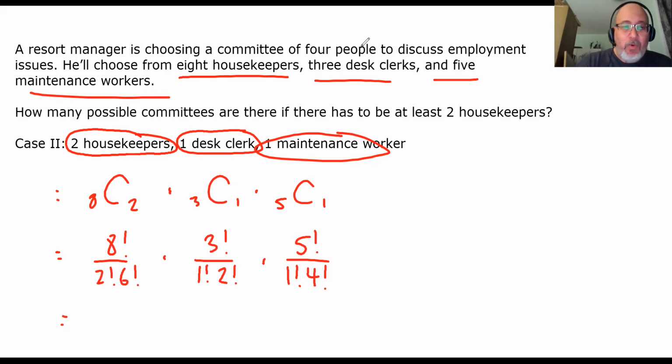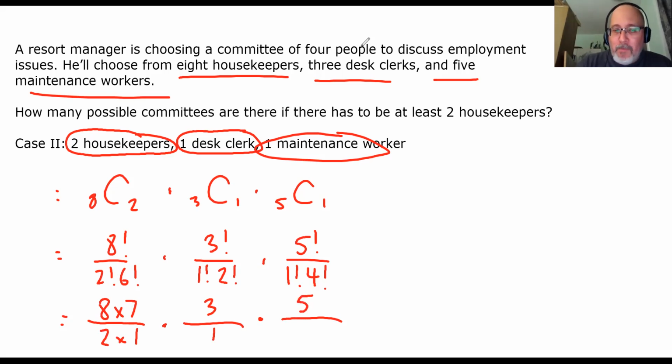The setup and cancellation will work exactly the same way for this one. 8 factorial, we can stop writing at 7 because everything from 6 down to 1 will cancel with the 6 factorial. The 2 factorial, however, remains and gives us 2 times 1. On the second one, the 3 factorial can start and stop at 3 because everything after that will cancel with the 2 factorial, and there will be a 1 factorial left on the bottom. And in the last one, the 5 factorial will start at 5, but we can stop it there because everything 4 down will cancel with the 4 factorial, leaving just the 1 factorial.